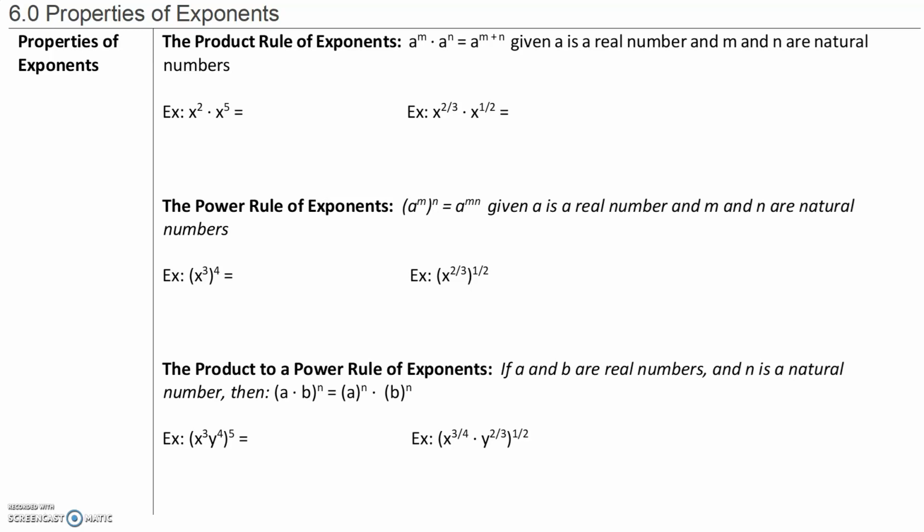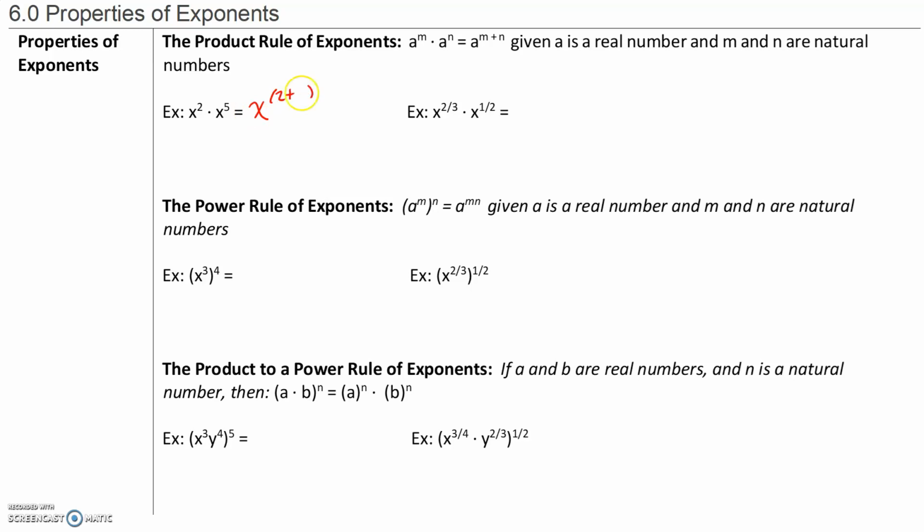So we have x squared times x to the fifth, and our natural instinct might be to see this multiplication sign and multiply the 2 and 5. However, because we are using properties of exponents, when you multiply the same base, you actually add the exponents. So x squared times x to the fifth is x to the 2 plus 5, which is x to the seventh.